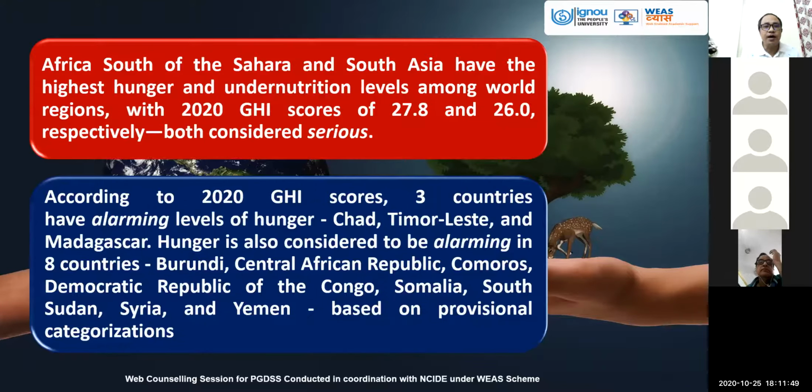So other regions, as I told you, like Africa south of the Sahara and South Asia, still have a hunger index that is alarming, very serious in some countries. Then countries like Congo, Somalia, South Sudan, Syria, Yemen. This is because of a number of factors, not only your environmental factors.